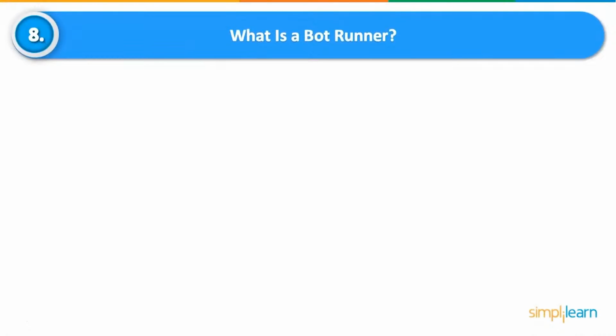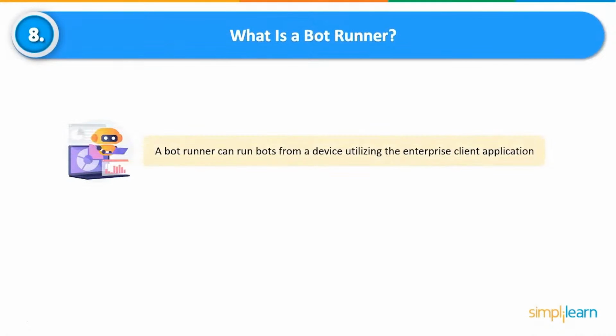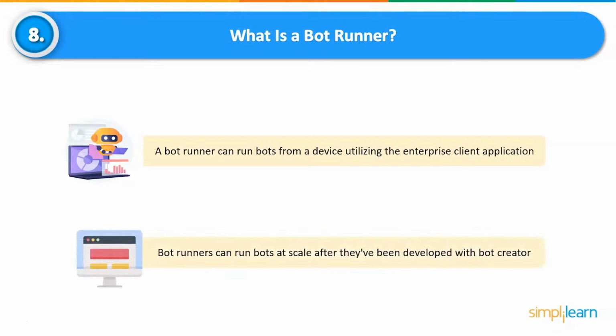What is a bot runner? A bot runner has the ability to run bots from a device utilizing the enterprise client application. The device is registered with the Enterprise Control Room after the bot runner user logs in for the first time, and the user can deploy bots on that device. Bots are run by a bot runner, which is a software machine. Bot runners can run bots at scale after they have been developed by the bot creator.